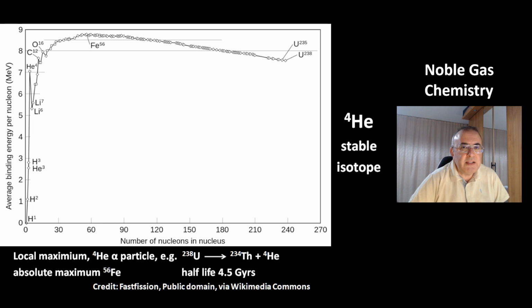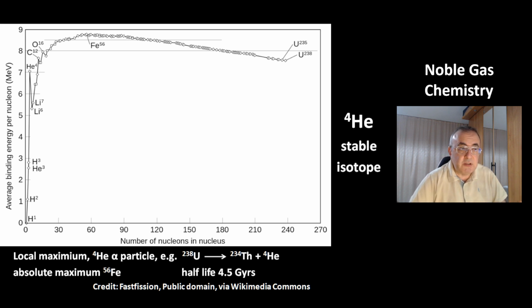This helium-4 isotope is special, as you can see in this picture of the average binding energy per nucleon. Iron-56 is at the top, and helium-4 is at a local maximum. There is another maximum at carbon-12 and oxygen-16. And obviously, the isotopes with an even number of protons and neutrons are a bit more stable.